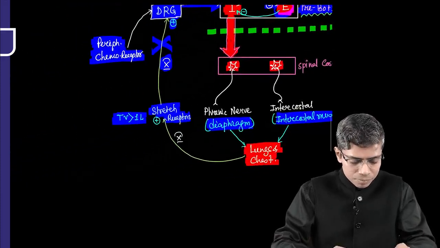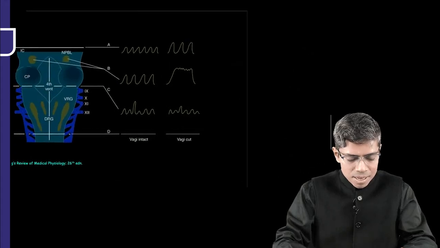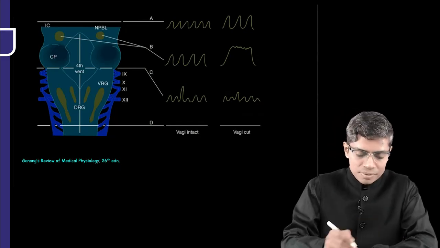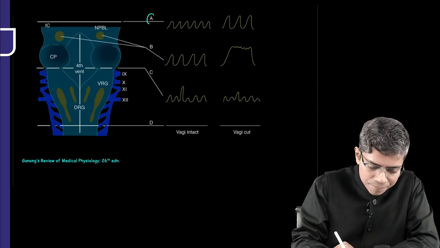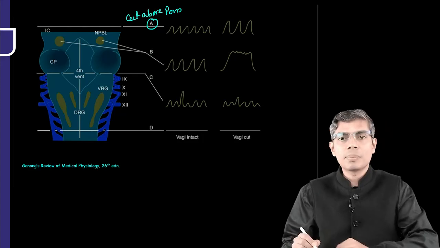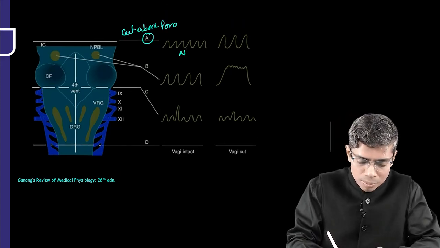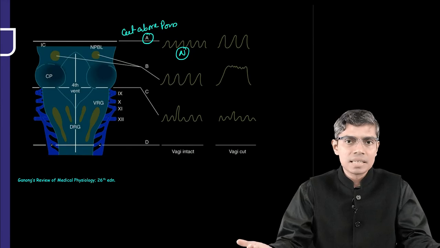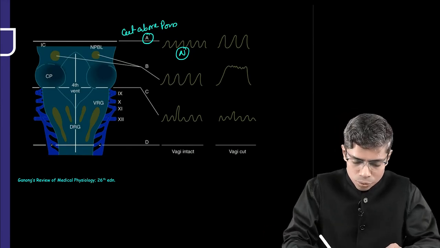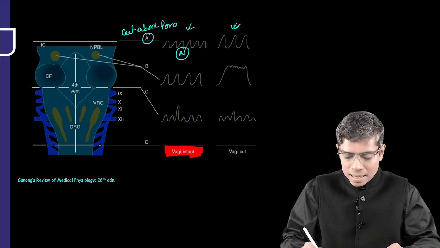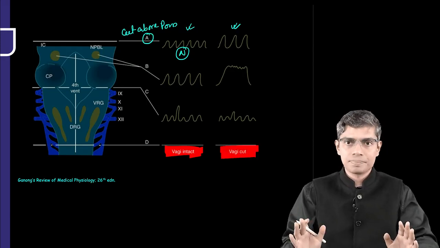Now if I show you the diagram, this is the diagram which is taken from Ganong. The first, cut number A, is the cut above the pons. If you give a cut above the pons, what is going to happen? This is the normal respiration, because I told you only voluntary control will be lost, nothing else. But look, these two graphs are given in parallel. One graph is with the vagus nerve intact and another graph is with the vagus nerve cut.